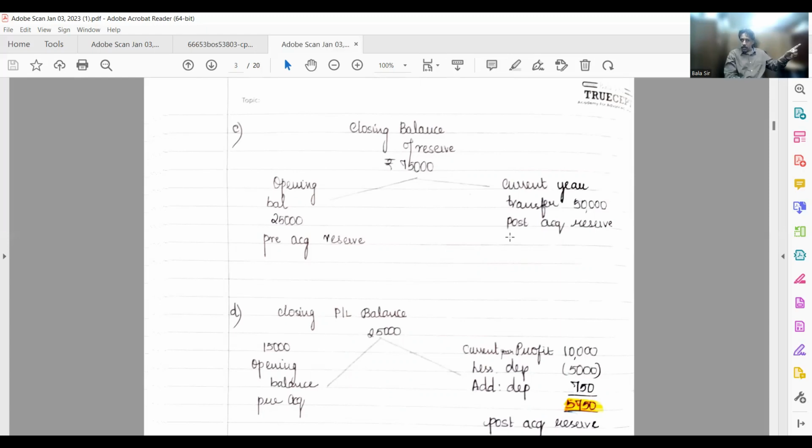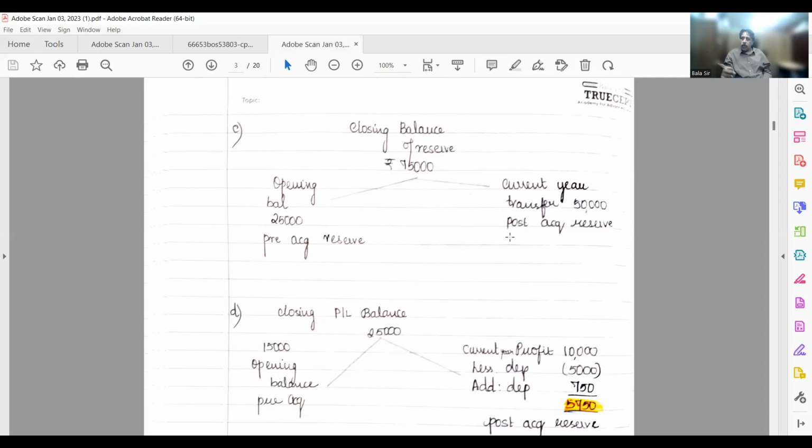3x0 last year and brought forward to the current year. Definitely this can't be reserve of the current year, ruled out. Remember, always the opening balance has to be pre-acquisition. So it is a 25,000 pre-acquisition reserve. Okay, you can label that.